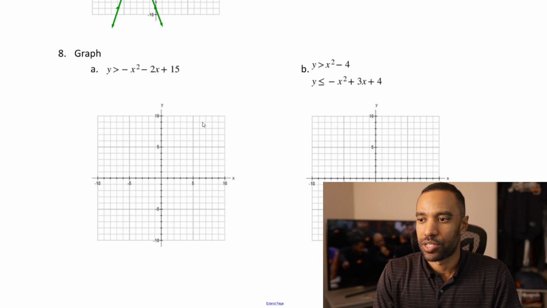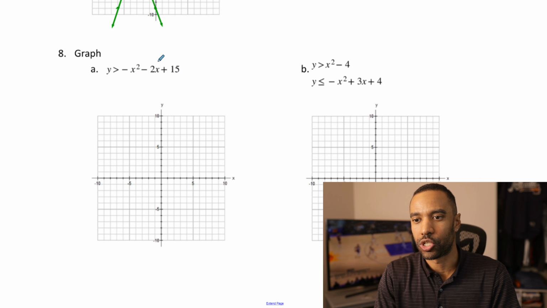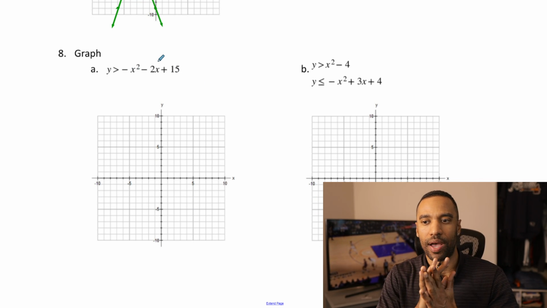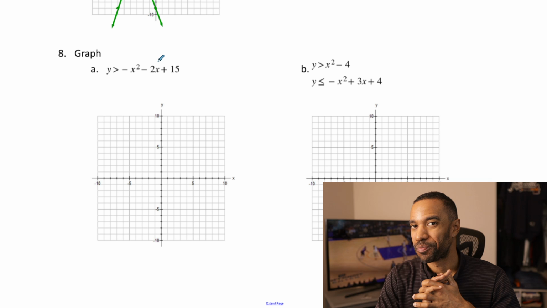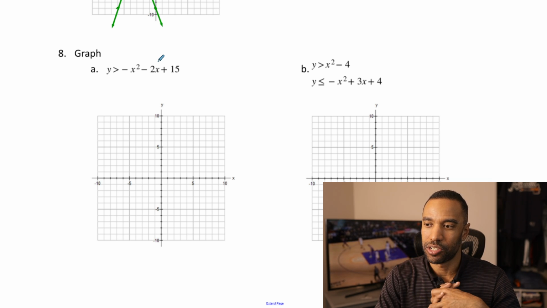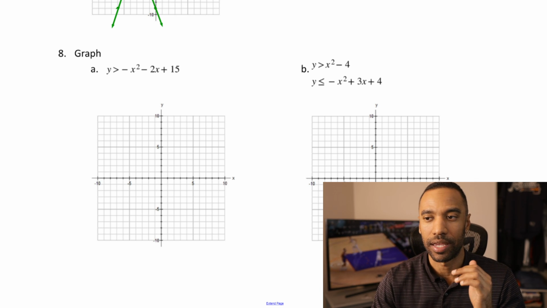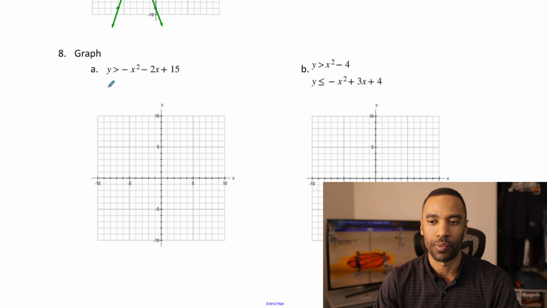All right, number 8. We are graphing parts A and B. These are inequalities. y is greater than negative x squared minus 2x plus 15. This is factorable. I haven't seen negative b over 2a in a while. I am seeing a bunch that are factorable. Whenever I can factor, I go for it. I could also use completing the square, but it would be trickier with the negative.